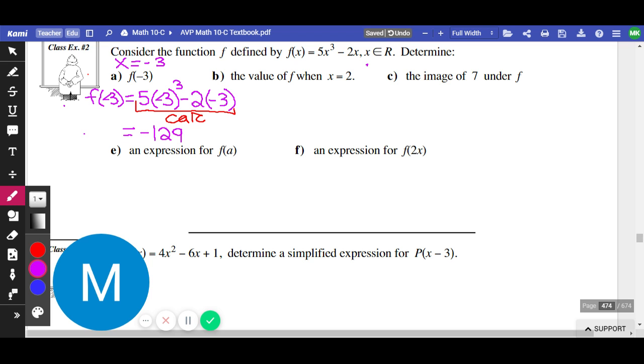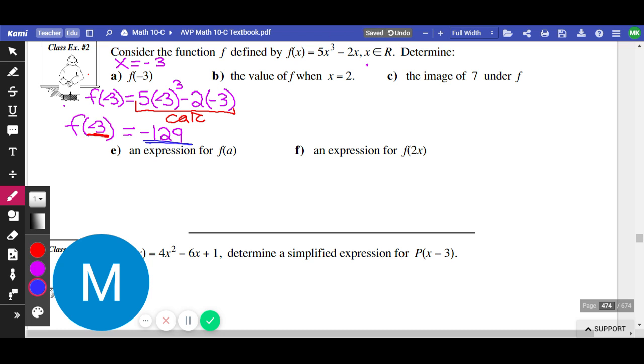Good. All right. Remember, this is like an input-output situation, right? So the number inside the bracket, negative 3, is my input or my x value. Negative 129 would be my y value or my output value. Awesome. Let's look at B.